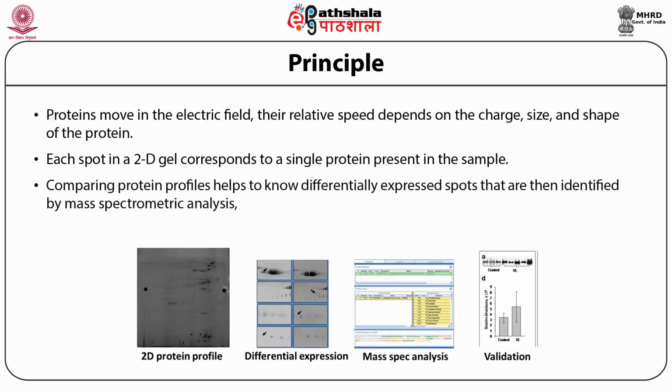And when we compare the differentially expressed proteins between these two groups, we identify certain proteins which have overexpression or relative underexpression. These spots are picked and then subjected to trypsin digestion. After that, they are identified using mass spectrometric analysis.